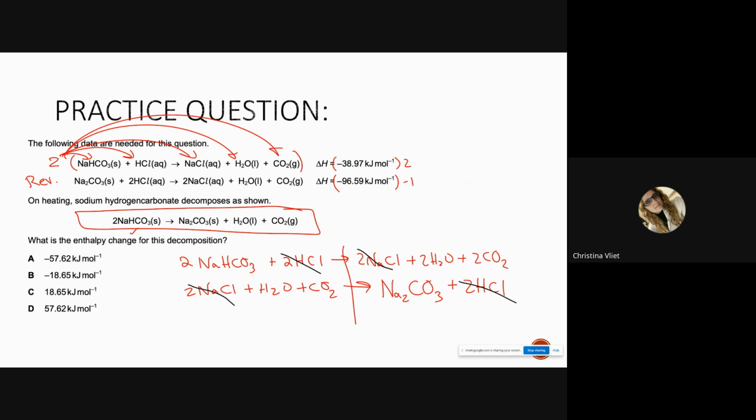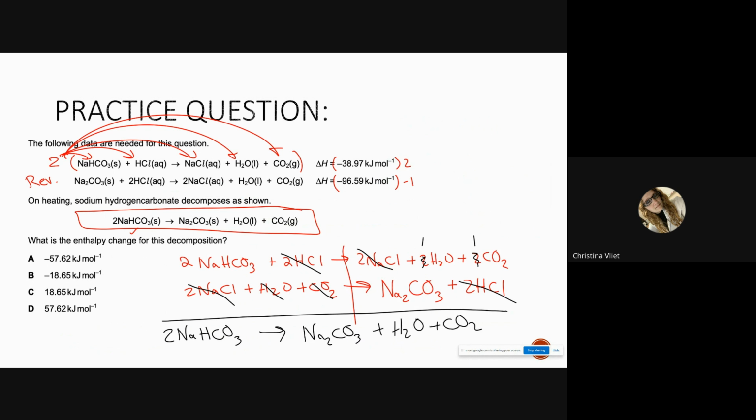Anything else we can cancel at least one of? H2O and CO2. We can get rid of one of these and change this to a 1. And CO2, we can get rid of one of these and change this to a 1. And then we write what's left, which is 2 NaHCO3. I don't think anything else, right? Products, Na2CO3, 1 water, and 1 carbon dioxide. Is that what's there? So we know it works.